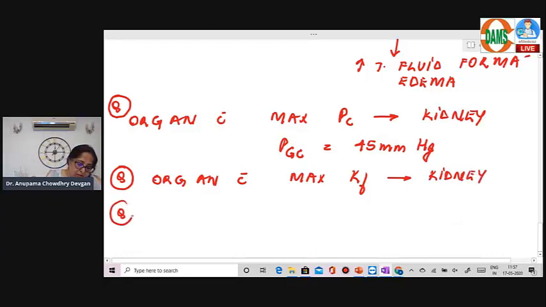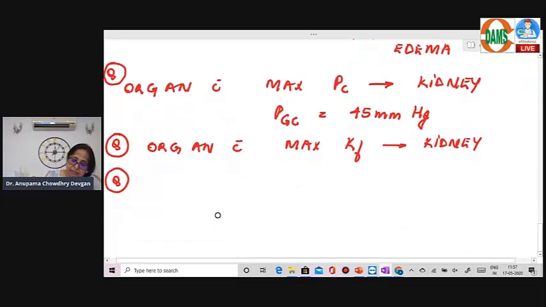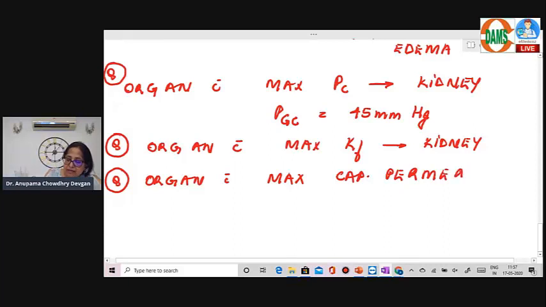And which is the organ with maximum capillary permeability? Is it going to be the kidney or is it going to be the liver? Please remember, if the question says maximum KF, it is the kidney. What is KF?